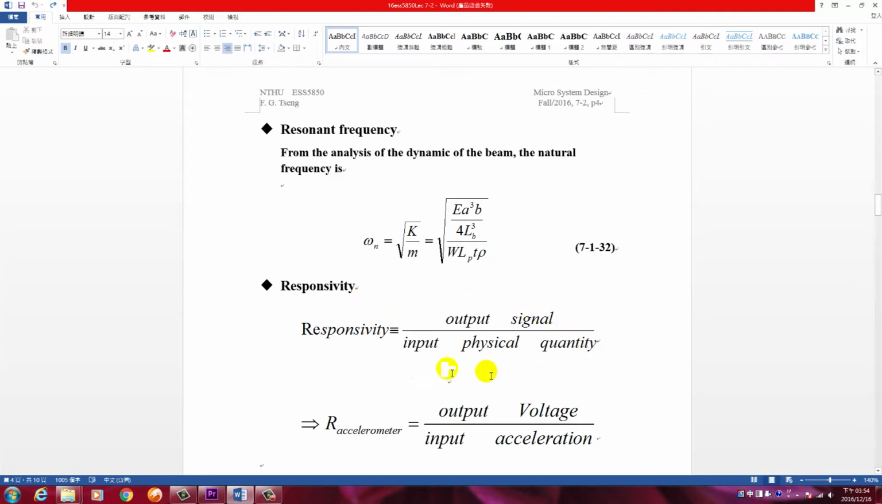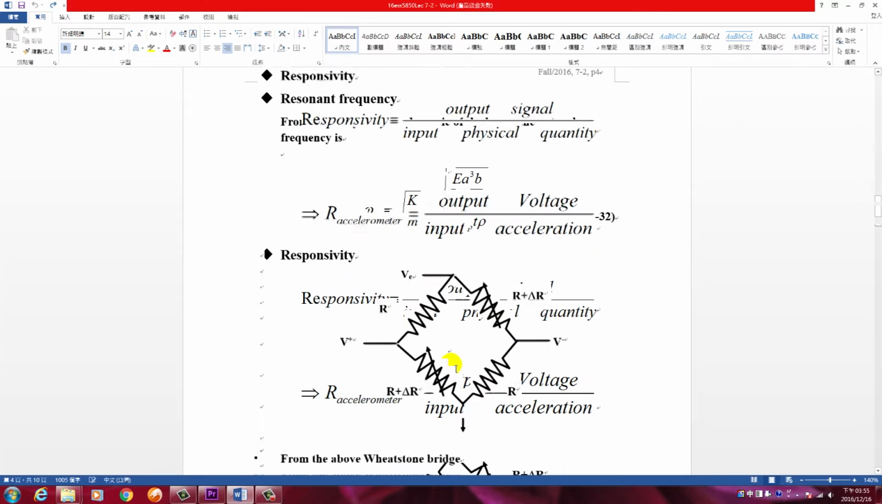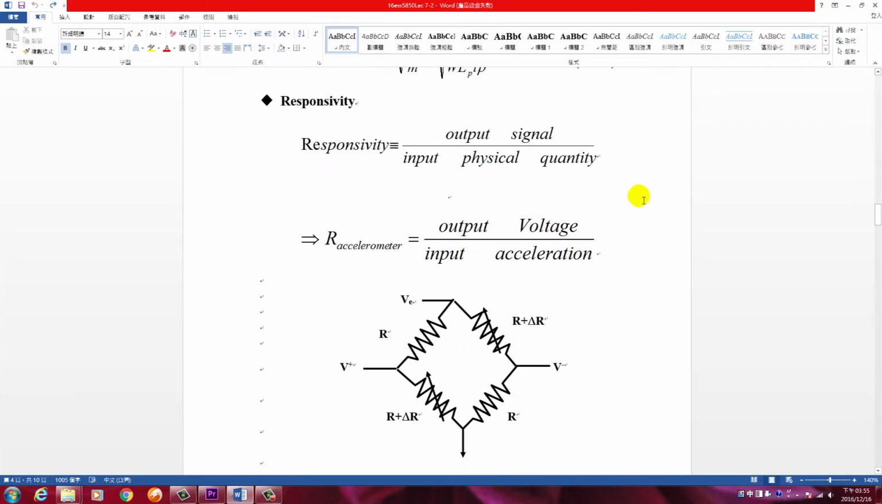Now we come to the final parameter, which we call the responsivity. Responsivity means the response between the output signal and the input physical quantity. In our case, the output will be the voltage, that's the final result we want to have, and the input physical quantity is acceleration. So the ratio between the output voltage and the acceleration will be the responsivity of the system.